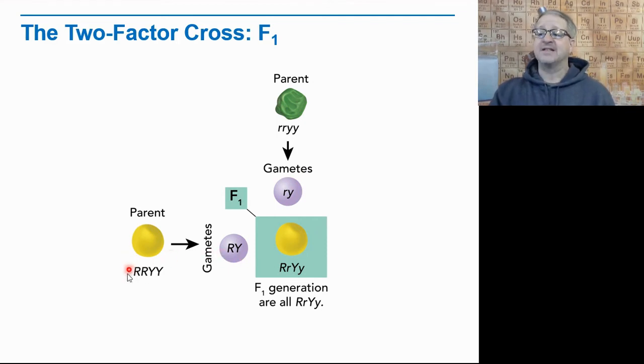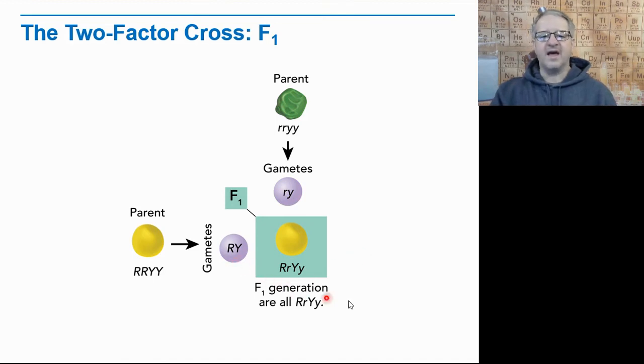When we have a homozygous dominant parent, which is big R, big R, big Y, big Y, the only possibility in the gametes is going to be big R and big Y. Okay? So for our first generation, our F1 generation, we end up with the dominant alleles for both color and shape being expressed because we get heterozygous results. The only possibility is a big R and a little r combining, and a big Y and a little y combining. Okay?